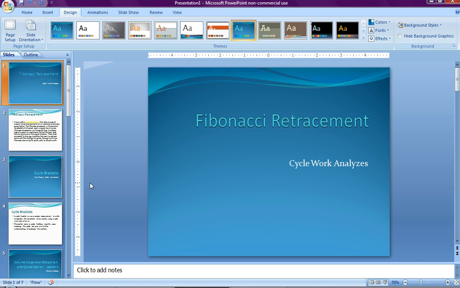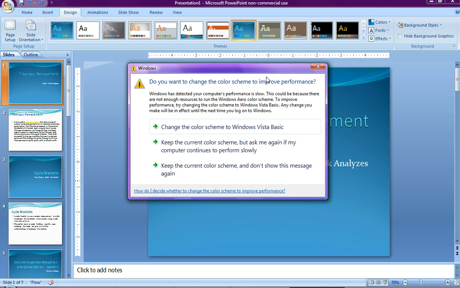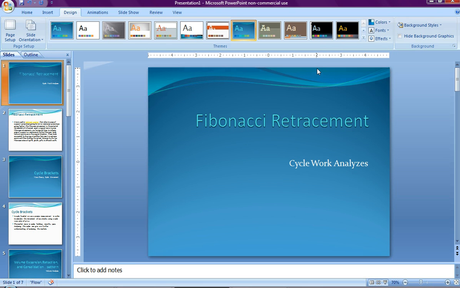Now, the first thing I want to discuss is something called the Fibonacci retracement. I believe it is one of those fundamental tools that every investor should use, every single analyst should use.